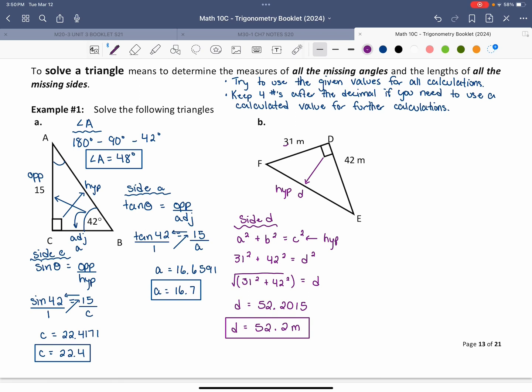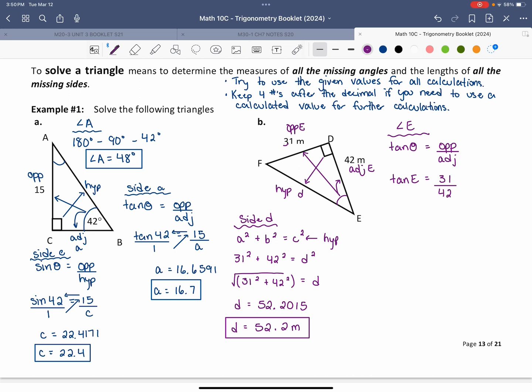Next, I'm going to choose to solve for angle E. So based on angle E, I'm going to label the two sides I have. 31 meters would be opposite from E, and 42 meters is adjacent to E. Angle E then, we're going to use tan. Tan theta equals opposite over adjacent. Fill in our values. Tan E equals, the opposite is 31 over the adjacent, which is 42.